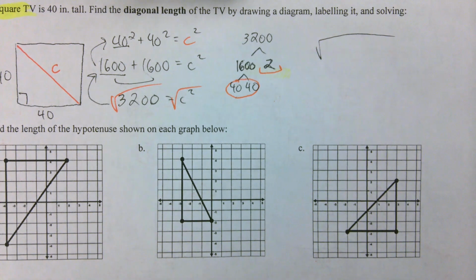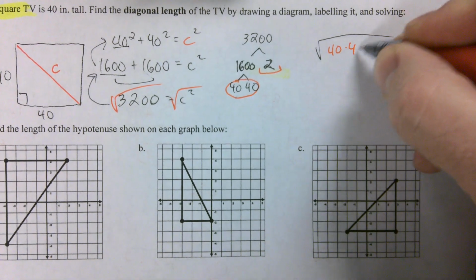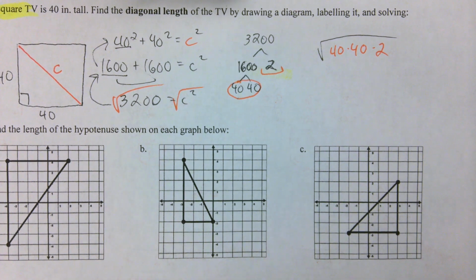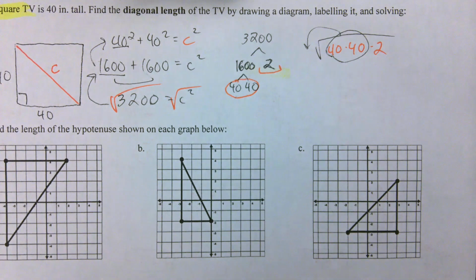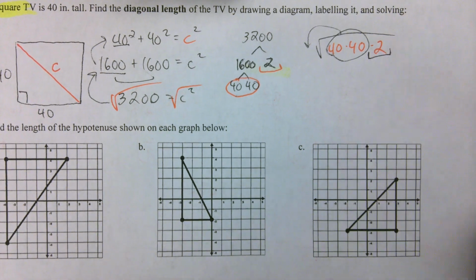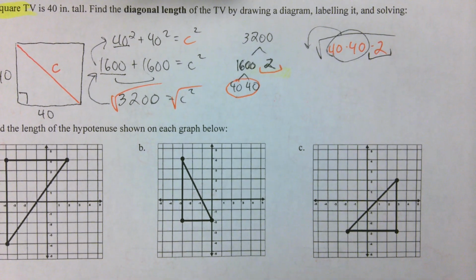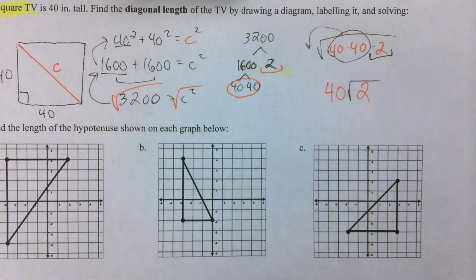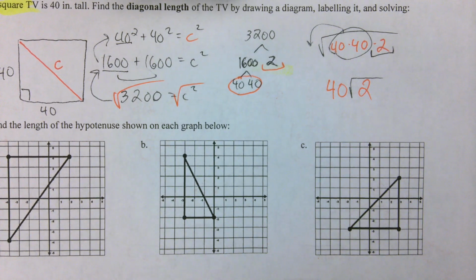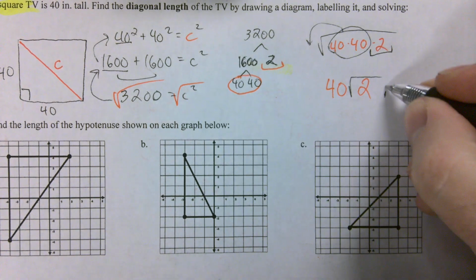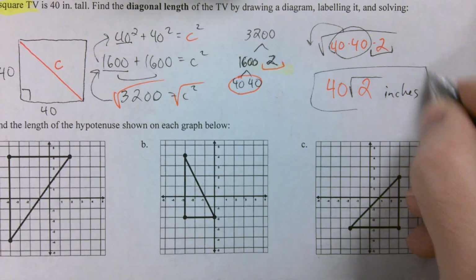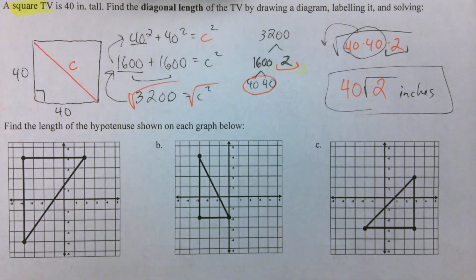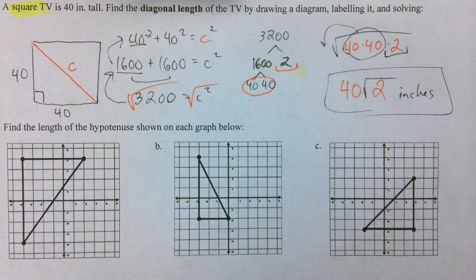If I'm in the square root, I got 40 times 2. My pair of 40s comes out in front. My 2 gets left behind. And I have 40 root 2 as my answer. All I'm missing is my units. What are my units here? Inches. You have to include your units in your answer. 40 root 2 inches.